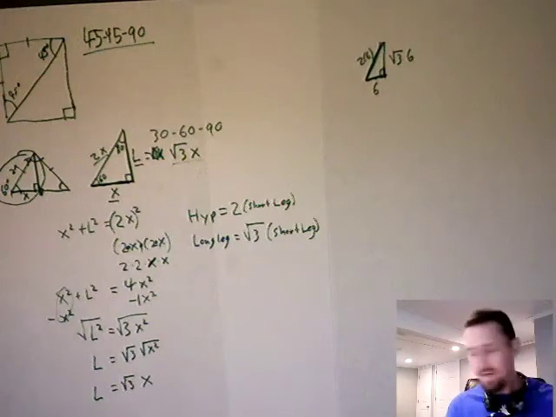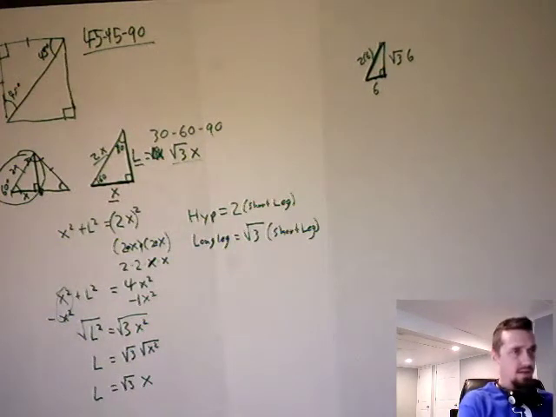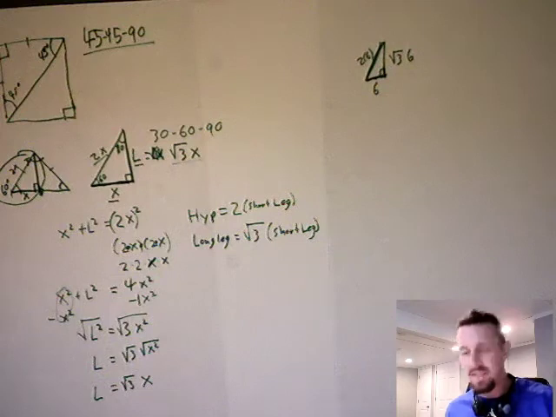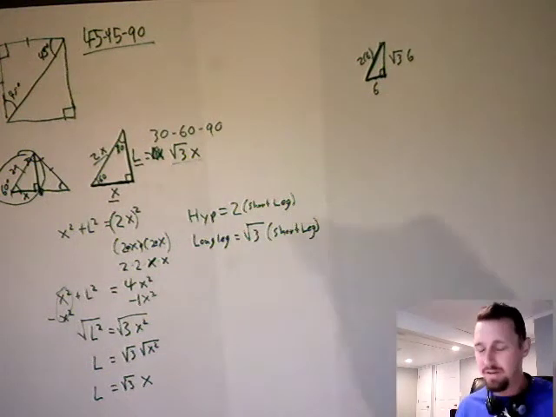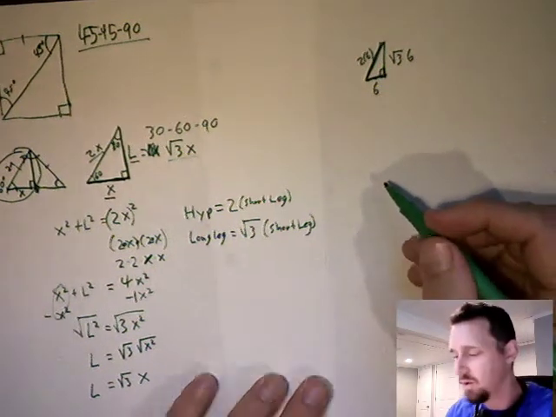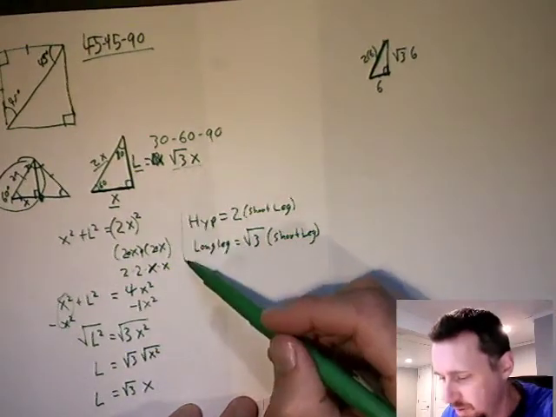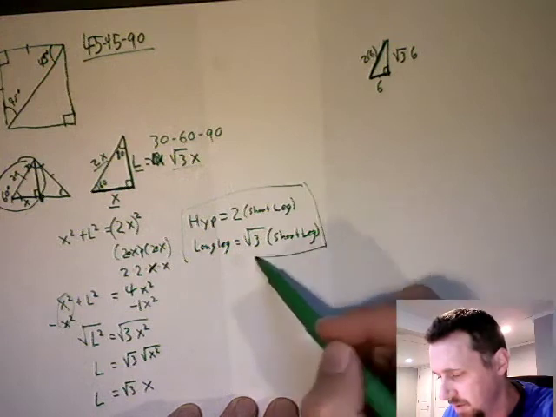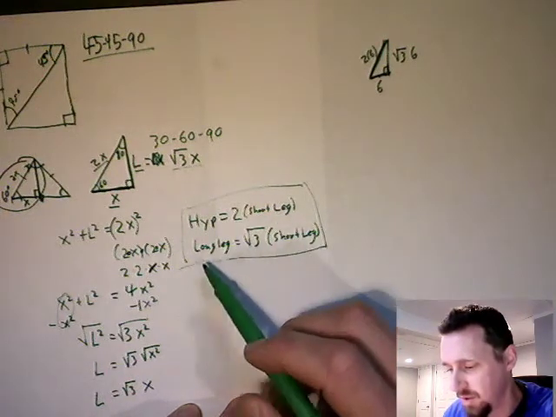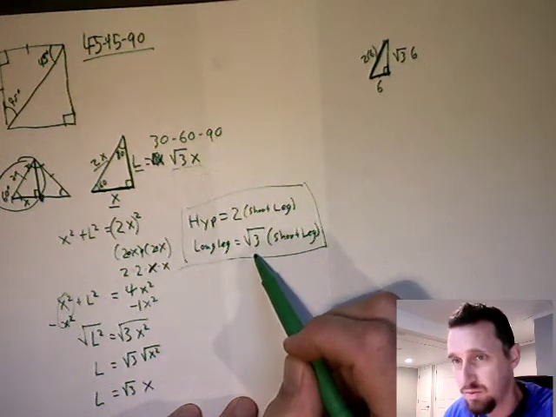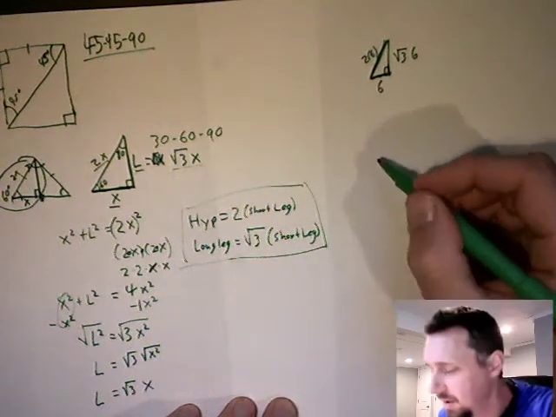Okay, so what if you're given the short leg, that's kind of the easiest case. But if you're given the long leg or the hypotenuse, what happens? So we have our two important equations here that are going to help us: the hypotenuse is 2 times the short leg, and the long leg is the square root of 3 times the short leg.